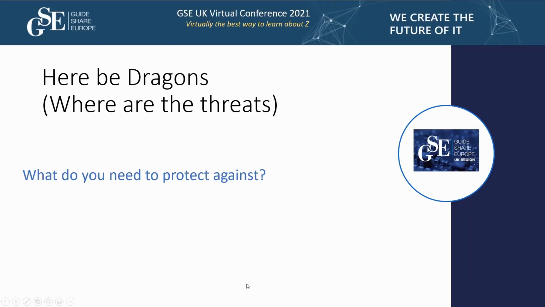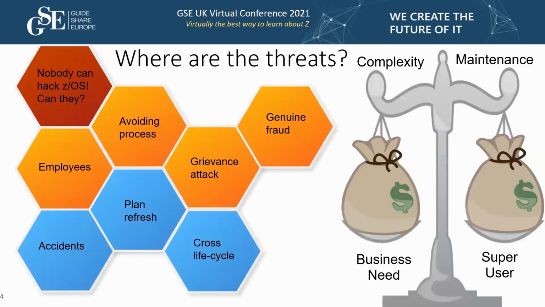So, here be dragons. Where are the threats? What do we actually need to protect against? Anybody that's seen my previous presentation will recognize this slide. These are the kind of ways that your z/OS system could be under threat through IWS. Now, I know z/OS itself is fairly difficult to hack, but the one thing you have to remember now is, especially with things like IZWS, we have off mainframe connections to it. So there are all sorts of exploits that potentially could be done there that we need to worry about.